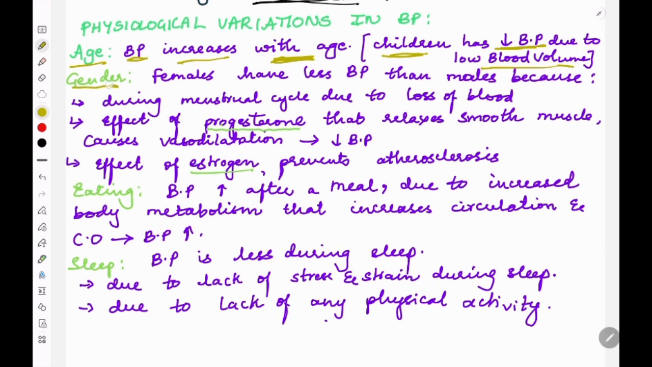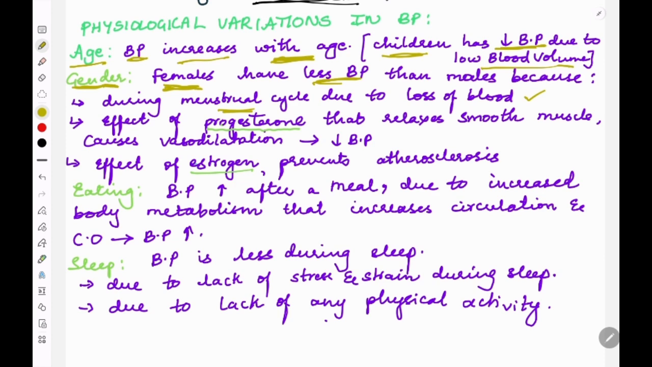The second factor is gender. Same as usual, females have less blood volume compared to males. That is why females have less blood pressure compared to males. And what are the other reasons why females have less BP than males? It is because during the menstrual cycle there is loss of blood. That is one factor which is not seen in males, right?